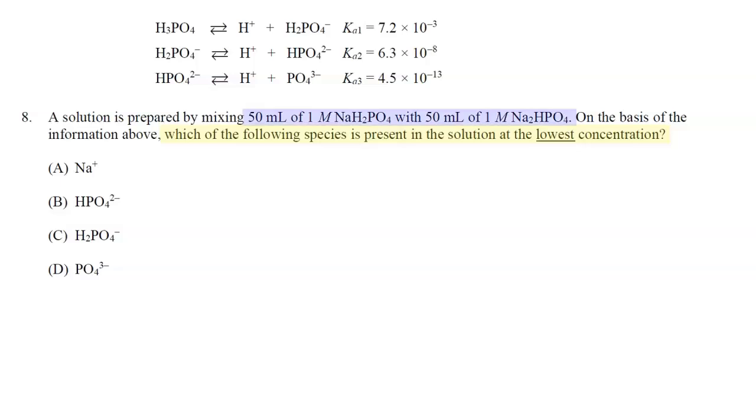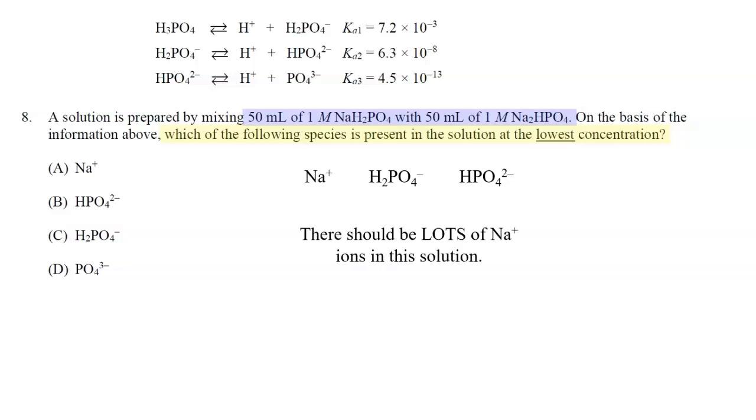Now, the first thing I will mention is that sodium is present in each of these compounds. Sodium is one of those soluble SNAP ions. It's commonly a spectator ion when you're trying to write a net ionic equation. So there should be lots of sodium ions present in this solution. So I'm going to go ahead and eliminate choice A. Now, the correct answer is either B, C, or D.